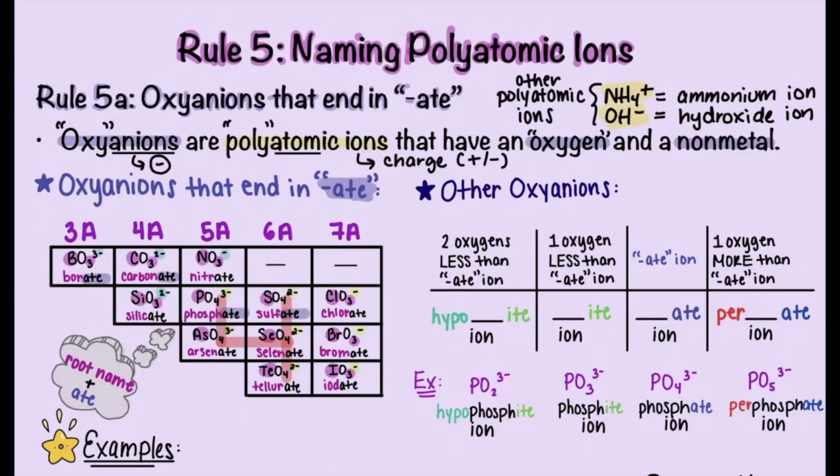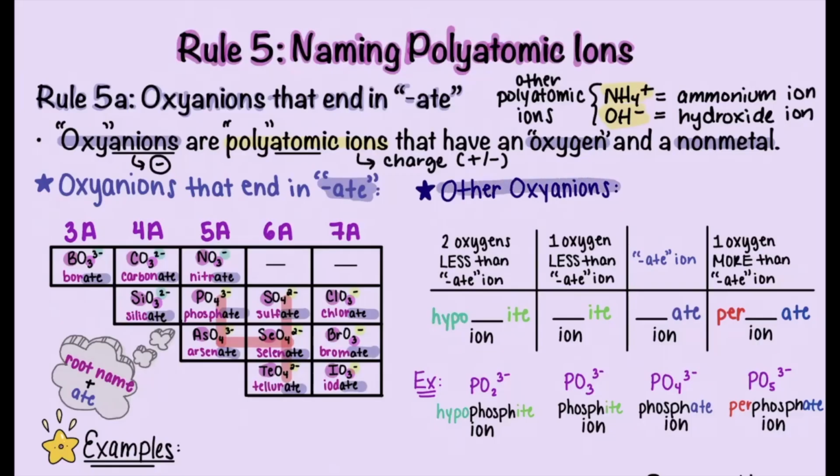And for those of you who have to memorize these, flashcards could be really useful here, knowing when to drop the ending and add an ate, or whether to keep the original nonmetal name and then plug in the ate. But aside from that, now what happens when the number of oxygens changes? Well, now the naming rules really matter.